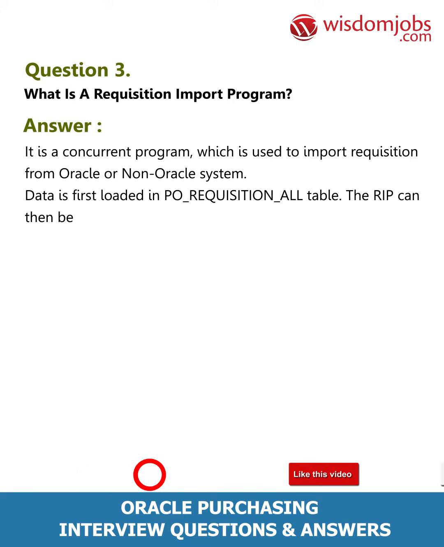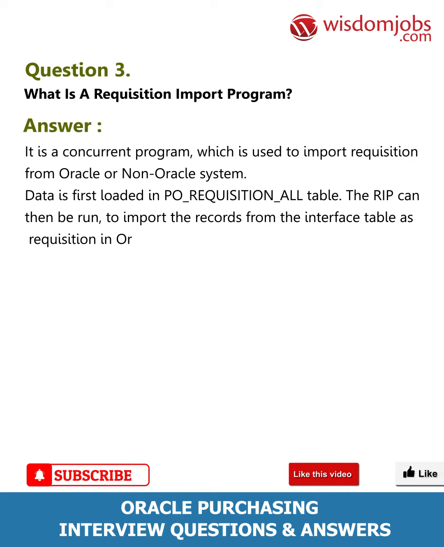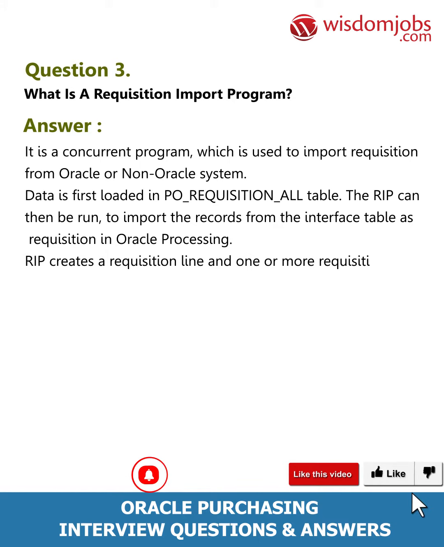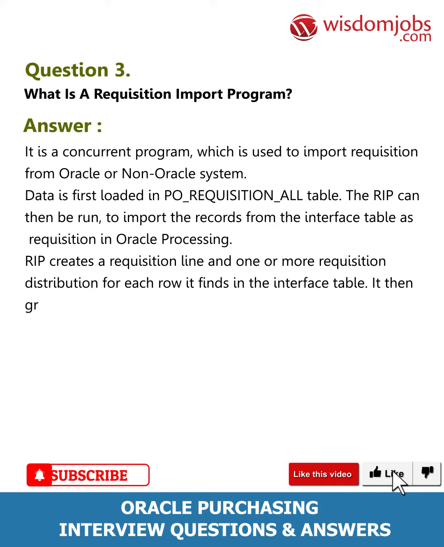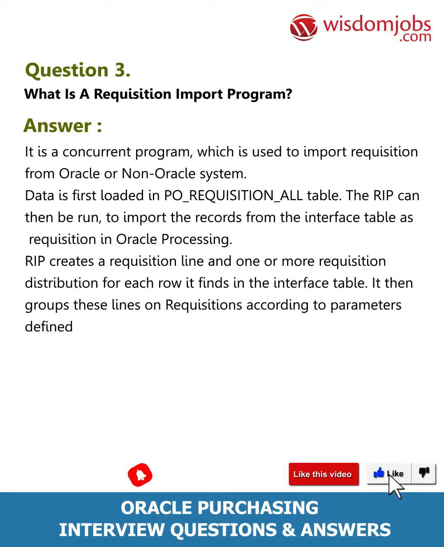The RIP can then be run to import the records from the interface table as requisitions in Oracle Purchasing. RIP creates a requisition line and one or more requisition distributions for each row it finds in the interface table. It then groups these lines on requisitions according to parameters defined.